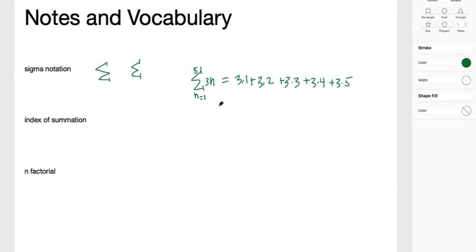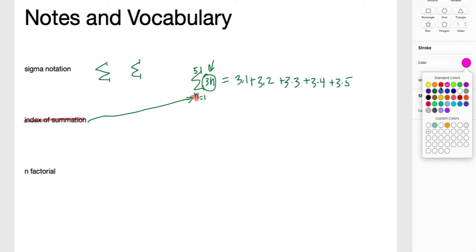So the sigma notation means that you're going to be adding up. You're dealing with a series, and that series is defined by an expression here, that's 3n, and I'm going to calculate that value from n equals 1 all the way up to 5, or whatever this ending number is. And so what n is referred to is the index of summation. So I'm going to highlight that and say that that's what n is. That's the index of summation.